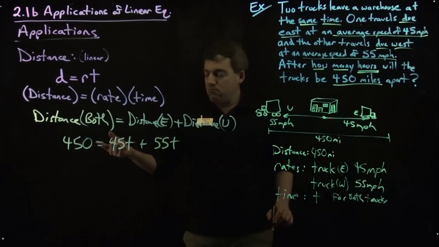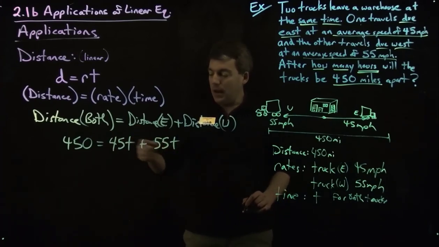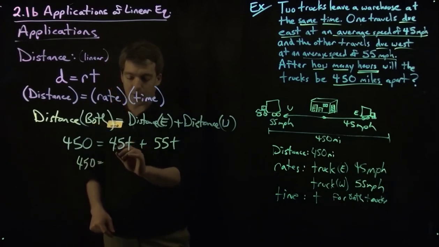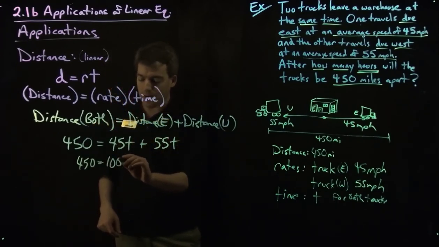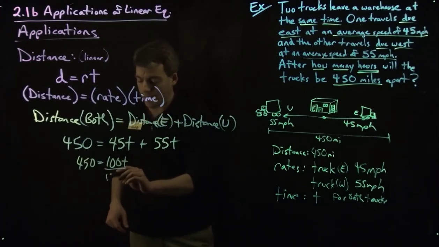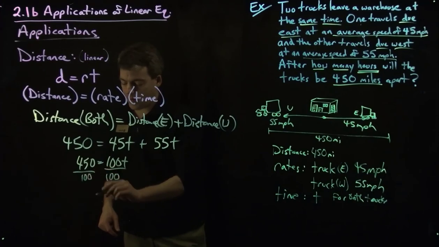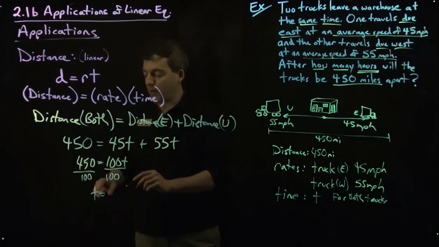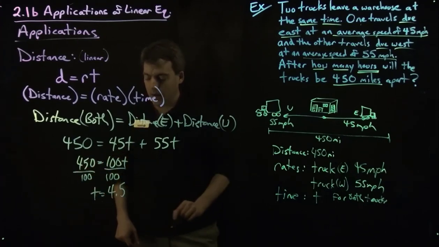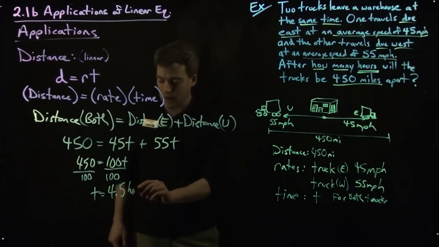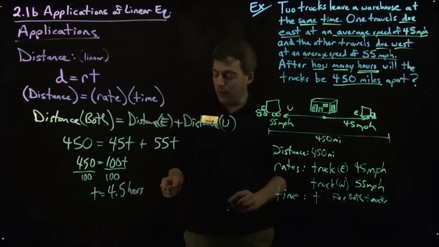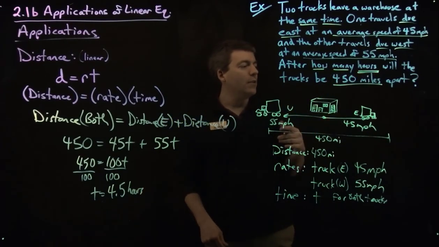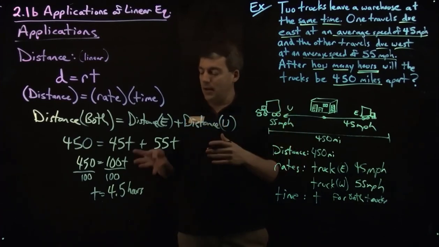And this is a linear equation of one variable, and we'll add these together. So 450 equals 45 plus 55 is 100 t, and we'll divide by 100. So t is, and we've got 0 cancels, 45 divided by 10 is 4.5. And the units on this are hours. So in conclusion, how many hours will the trucks be 450 miles apart? We can answer that by saying 4.5 hours.